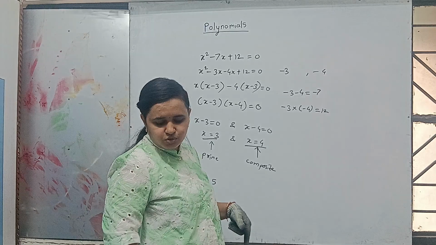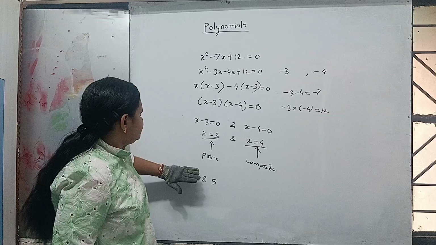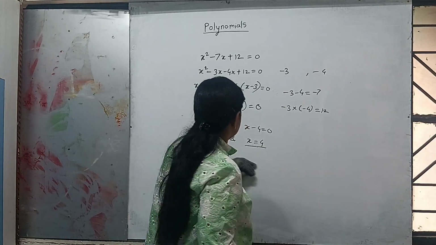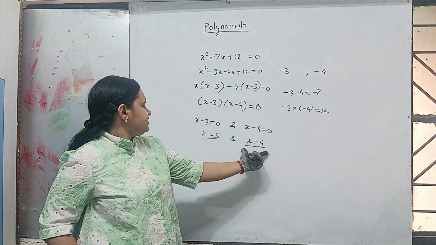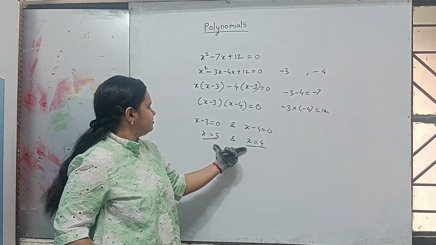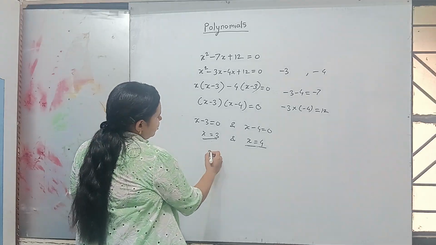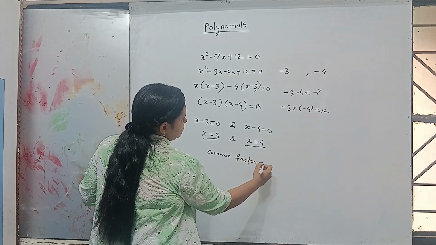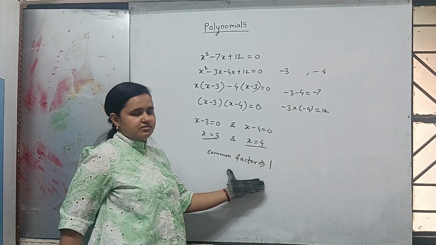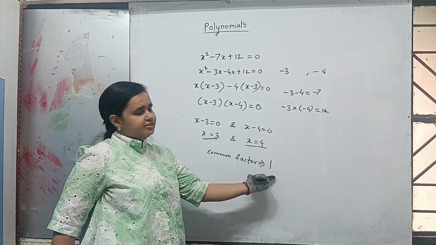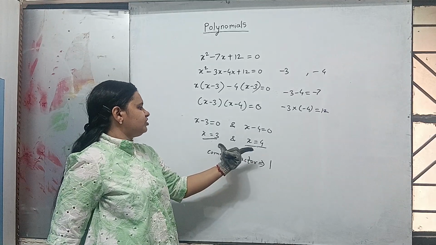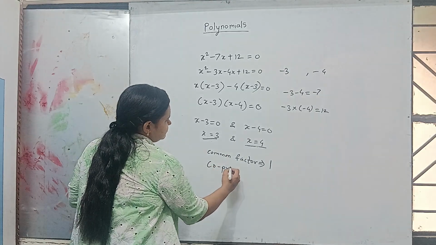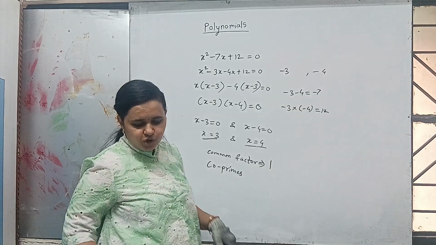Now the fourth option, it is co-primes. Co-primes means that will not come in the table of one another. That means they have the common factor as one only. 3 and 4 have common factor as 1 and 3 and 4 do not come in each other's table. So they are co-primes. So all the options are correct.